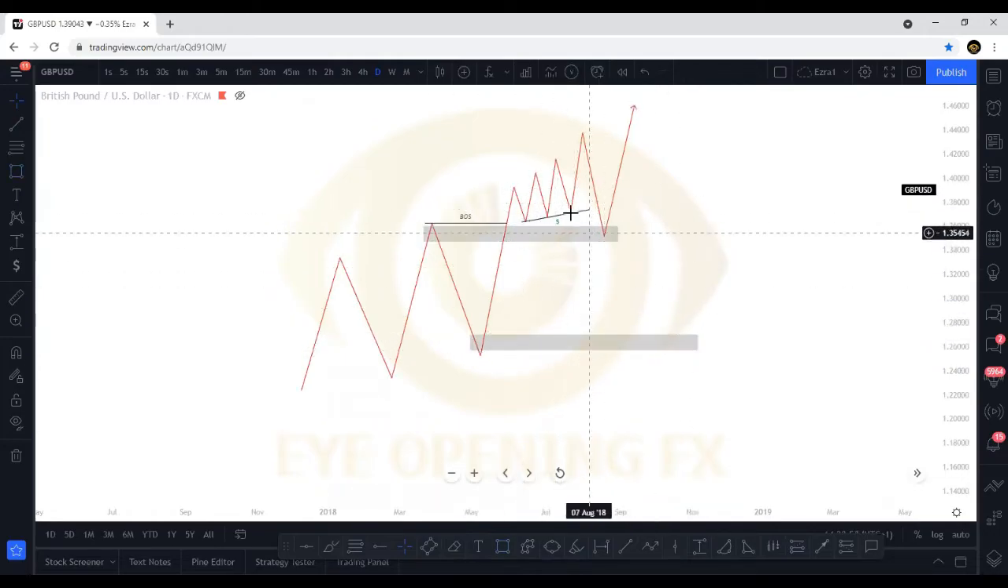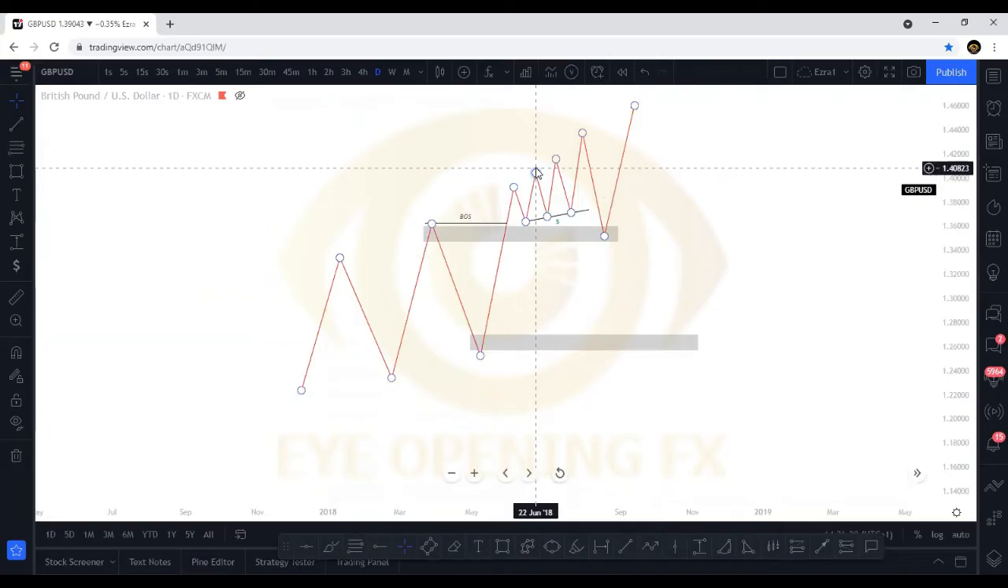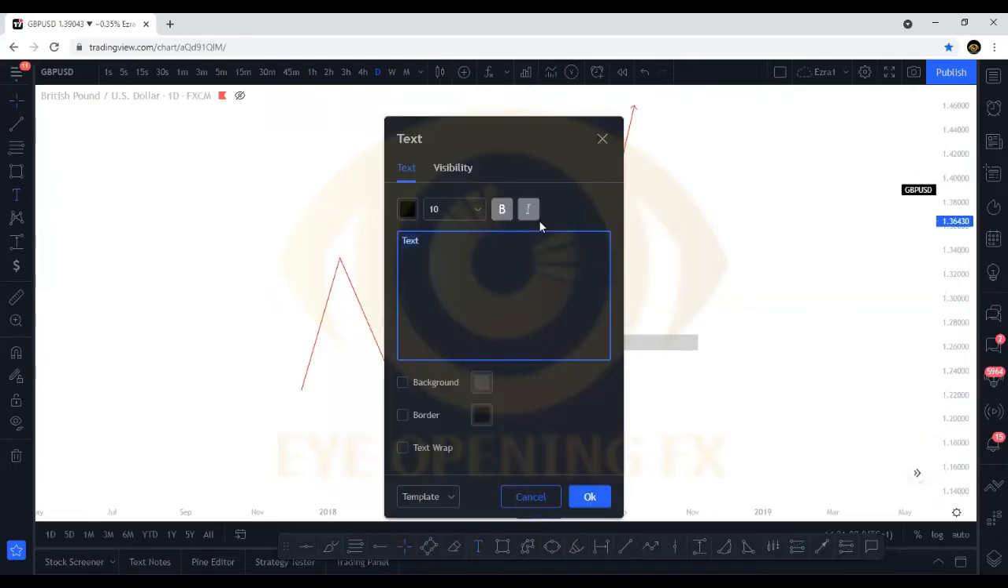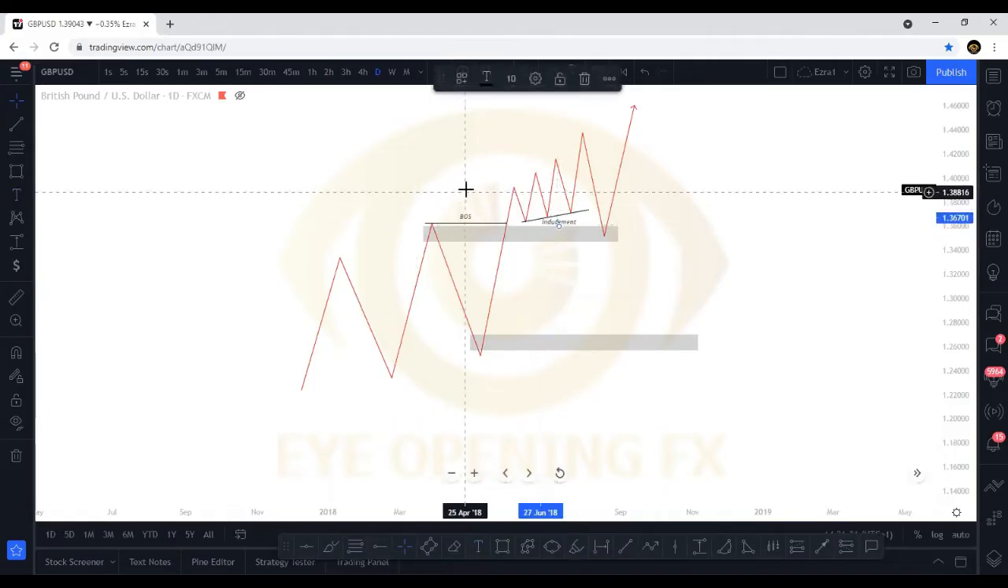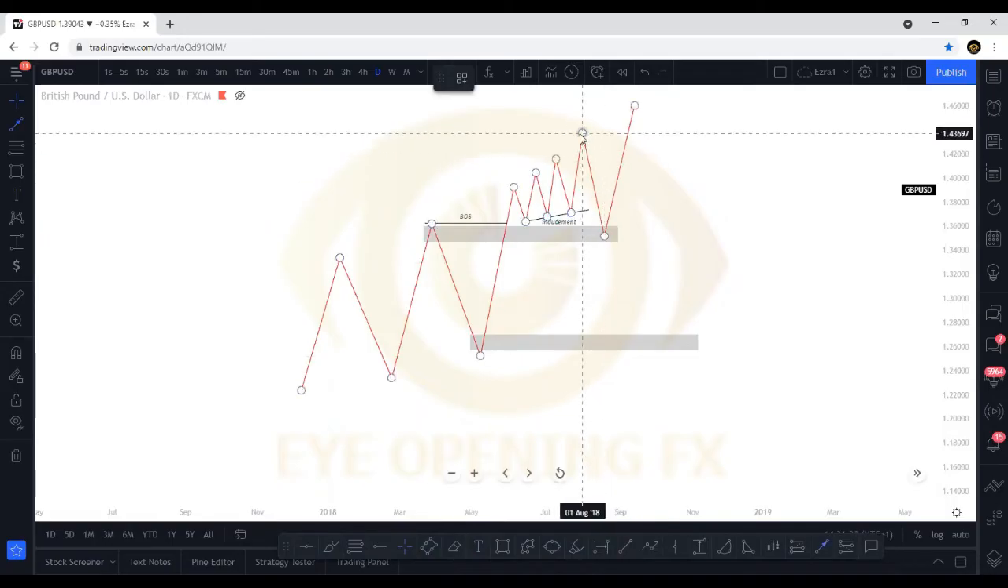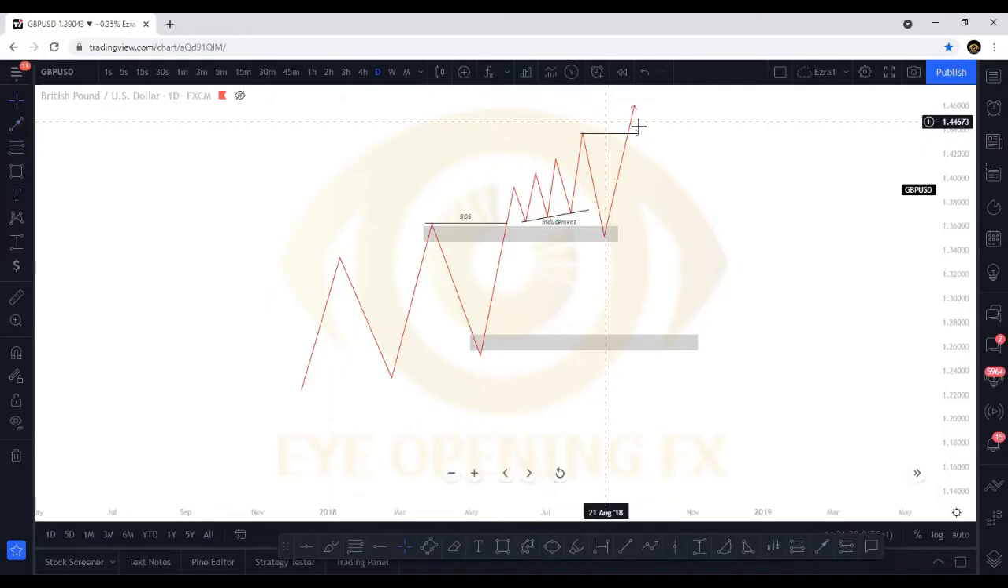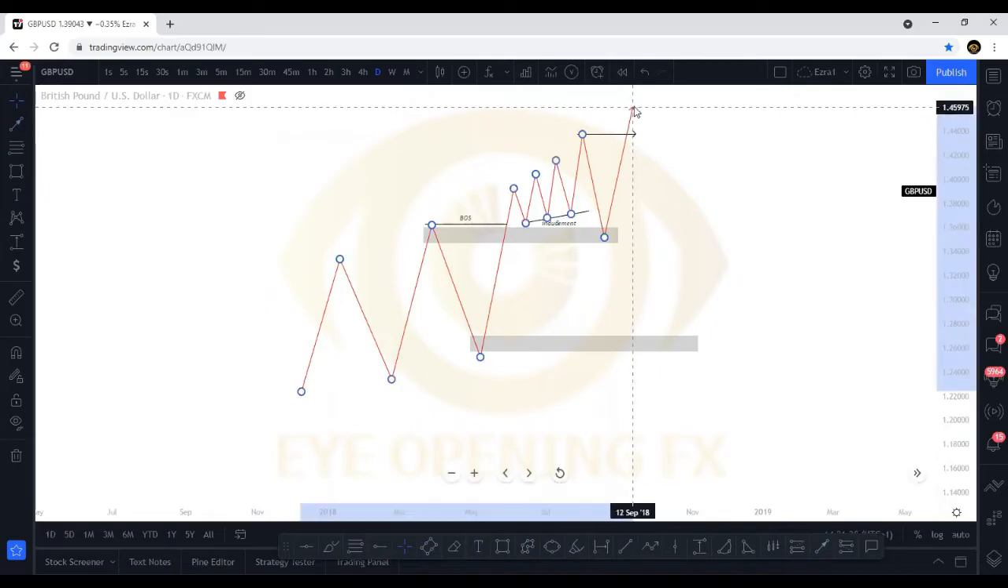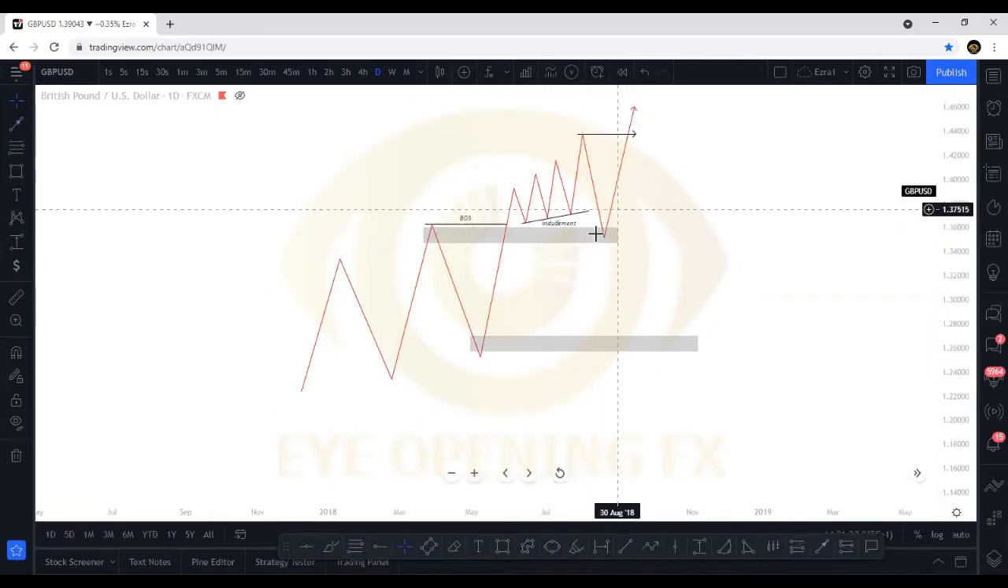So the market now uses secondary inducement. This area is your inducement. The market induces all these lows to give a higher high. So now this becomes a new structural break for you to continue this upside. Now, another thing is, this is secondary inducement.